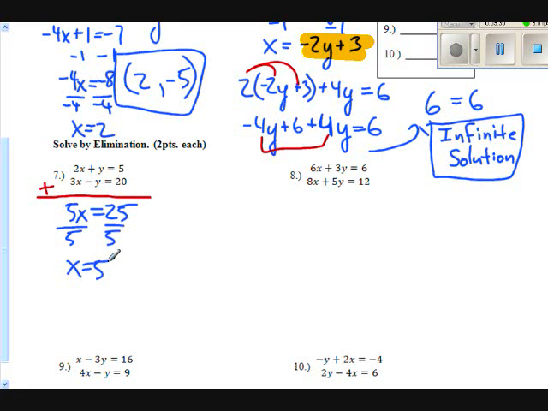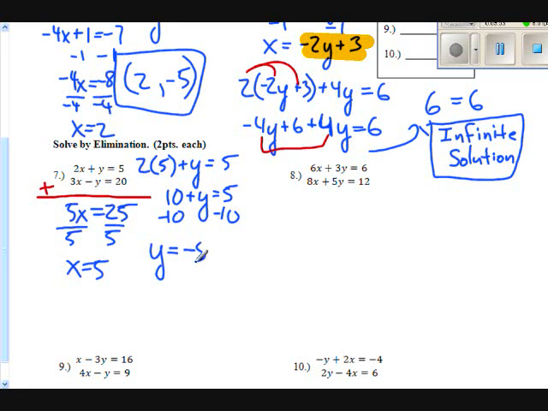But I'm not done yet. I still have to plug this in and solve for y. So I'm going to plug this into the first one. So I'm going to have 2 times 5 plus y equals 5. So I've got 10 plus y equals 5. I've got to subtract the 10 from each side. So it turns out that y equals a negative 5.